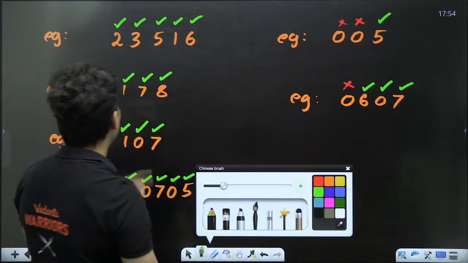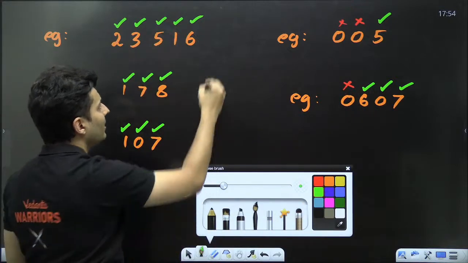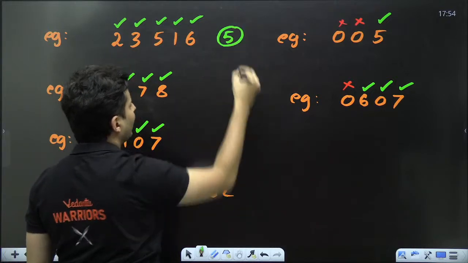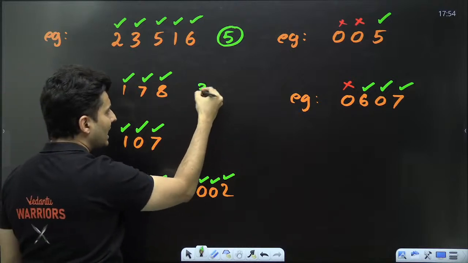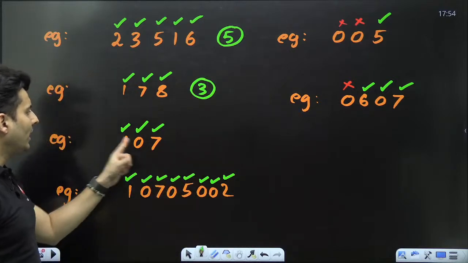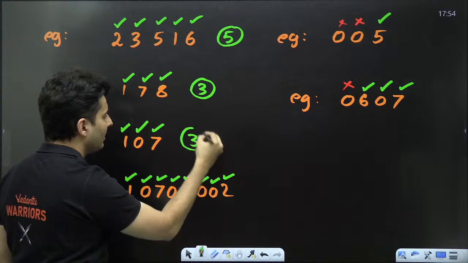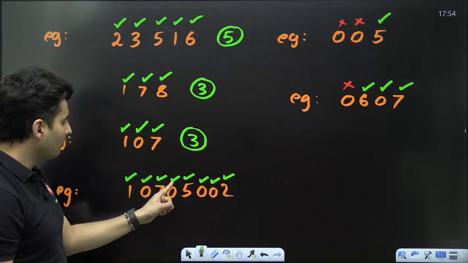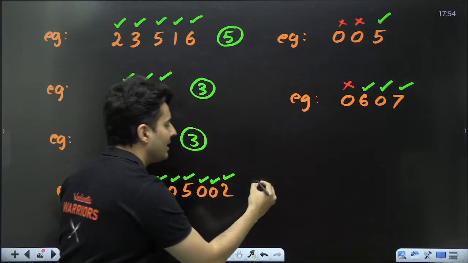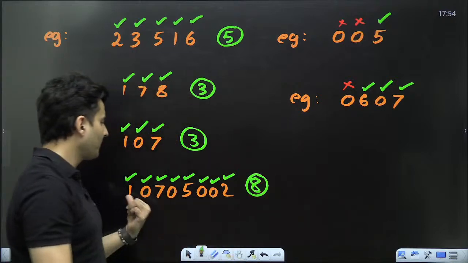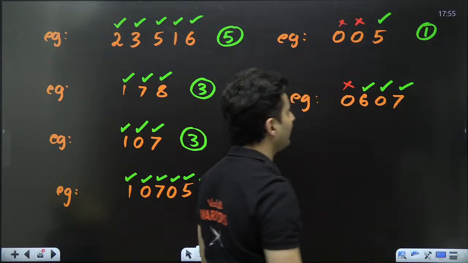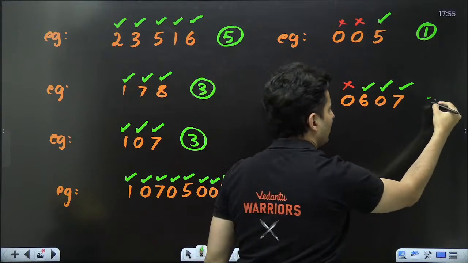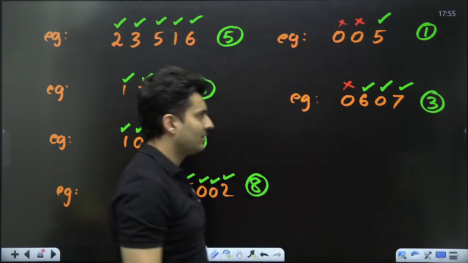So you should understand when they are significant and when they are not. In the first case, 1, 2, 3, 4, 5: there are 5 significant digits. Next, 1, 2, 3: there are 3 significant digits. Again, 1, 2, 3: 3 significant digits. Then 1, 2, 3, 4, 5, 6, 7, 8: there are 8 significant digits. Here only 1 significant digit. And here, 1, 2, 3: 3 significant digits.